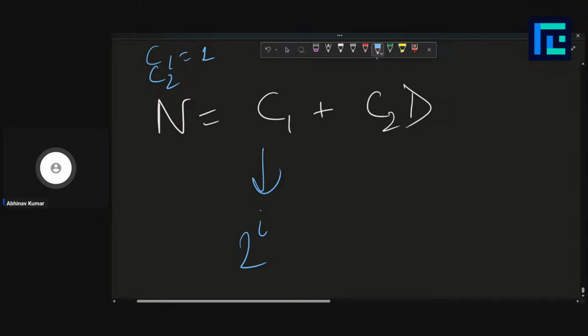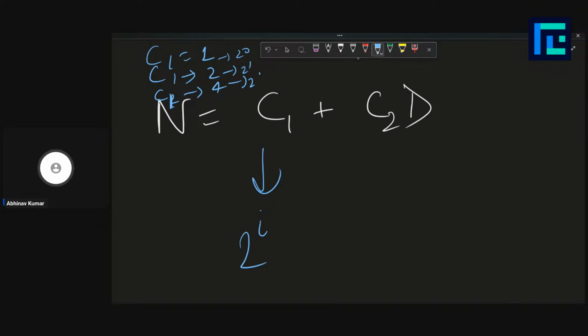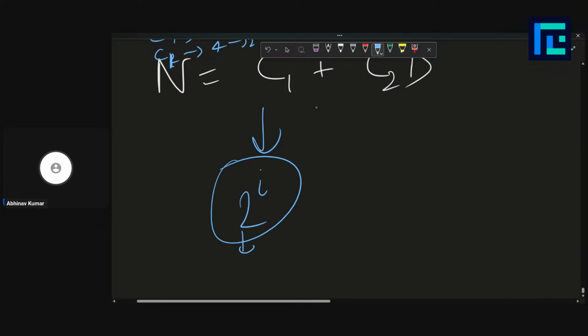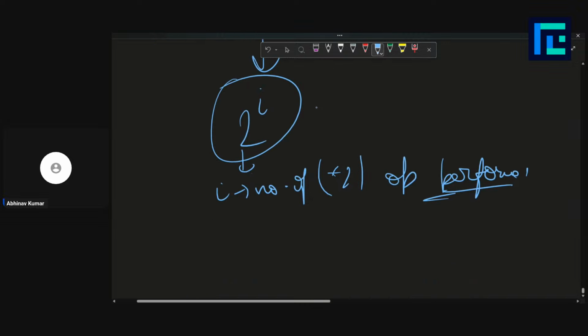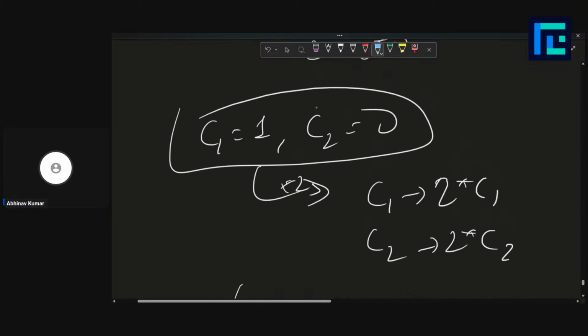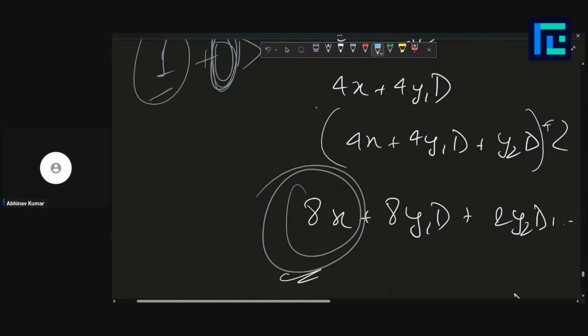If you perform once, c1 would be 2. If you perform twice, c1 would be 4. So here it's 2 to the power 0, 2 to the power 1, 2 to the power 2. So you can say that c1 is 2 to the power i, where i is the number of into 2 operations performed. I hope this is clear to you, then we can proceed forward.